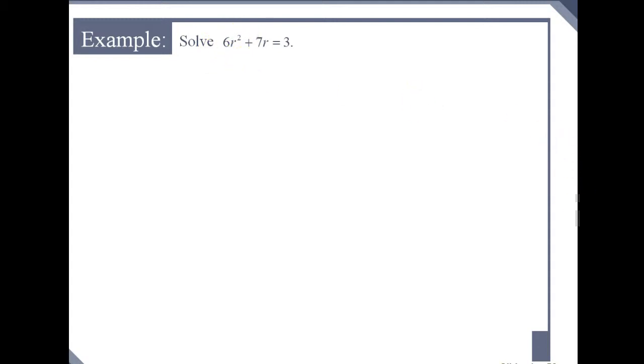So step one in solving equations here is to put it in what we call standard form. It's going to be 6r squared plus 7r. Bring the 3 to the other side through transposition, and we equal it to 0. This is now a quadratic equation in standard form.